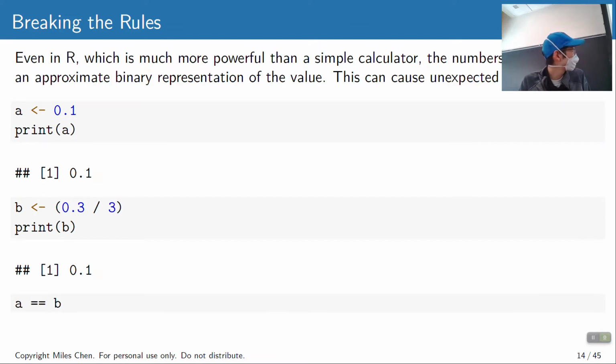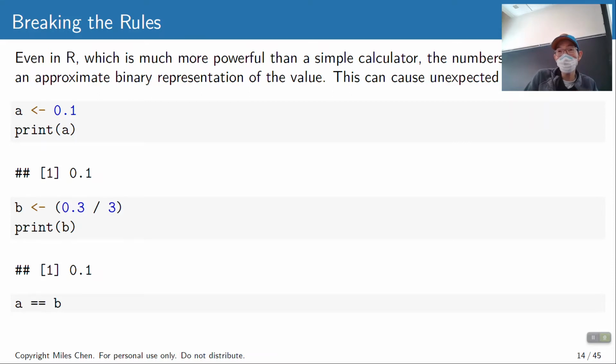All right, you can try this out if you have R right now. Say 0.1, store it as A, and you say print A and you get 0.1. And then for B, do 0.3 divided by 3. You say print B, and you get 0.1. And then you ask, is A equal to B? You do A equals B, and at face value, we would expect A equal B to be true.